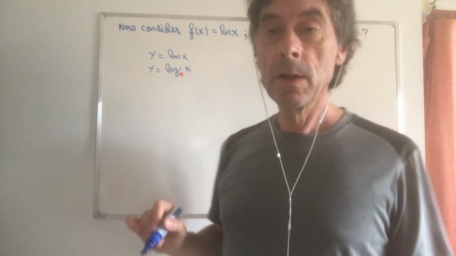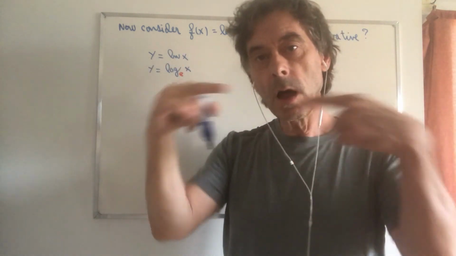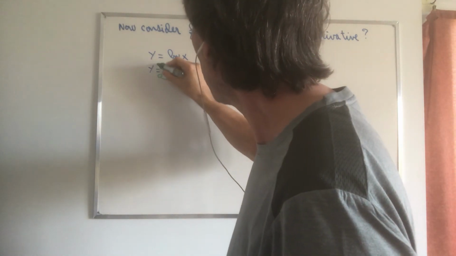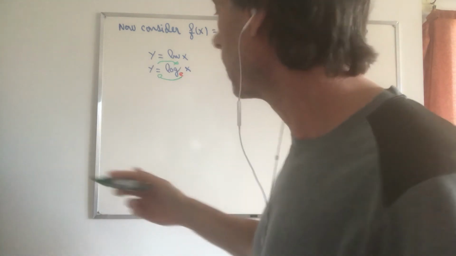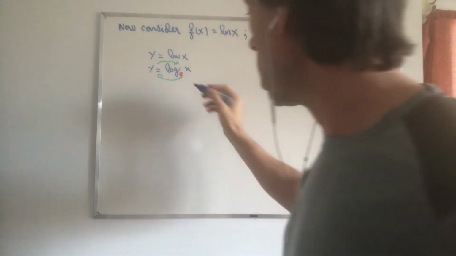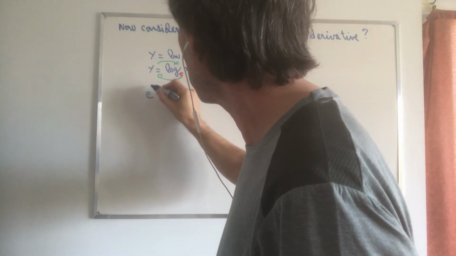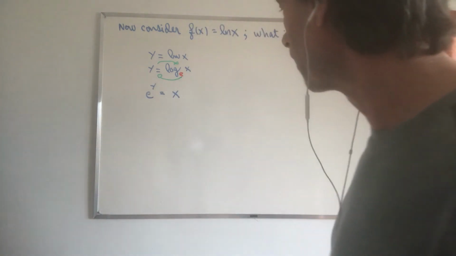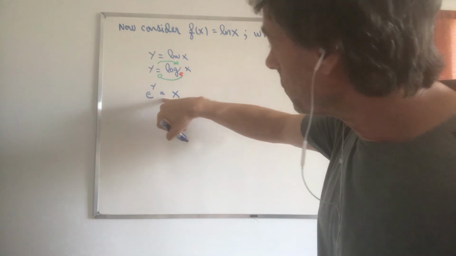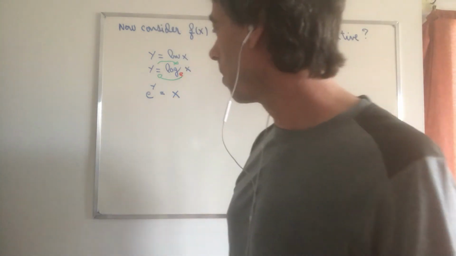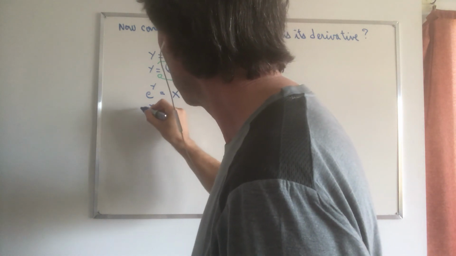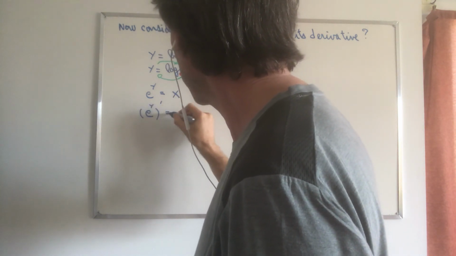All right? You remember how to switch a log into an exponential? If you don't, this is how. E to the y equals the inside of the log. So that's e to the y equals x. Y equals ln x is the same thing as e to the y equals x. So let me prime both sides.